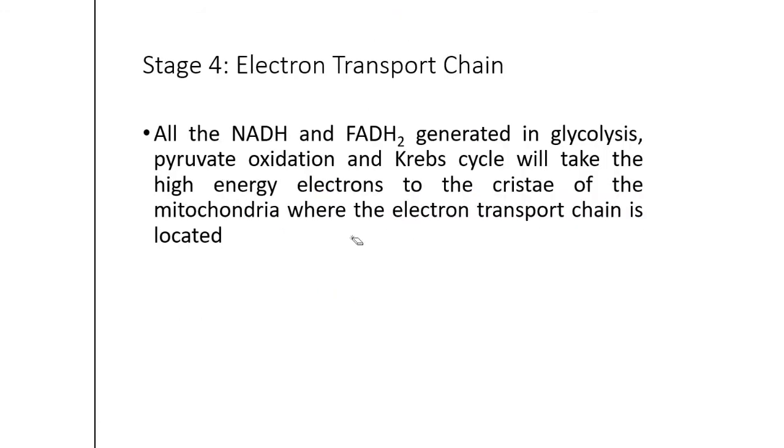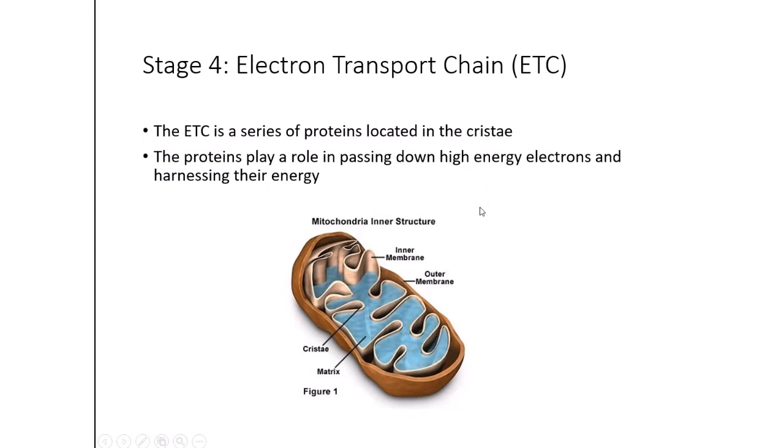So that's pretty much what I just said, right? All the energy carriers will be transporting electrons to the ETC, and the ETC is located in the cristae of the mitochondria. In case you forgot, the cristae is basically the finger-like projection, or the foldings created by the inner membrane. And these foldings increase the surface area of the inner membrane, allowing you to pack more electron transport chain into them.